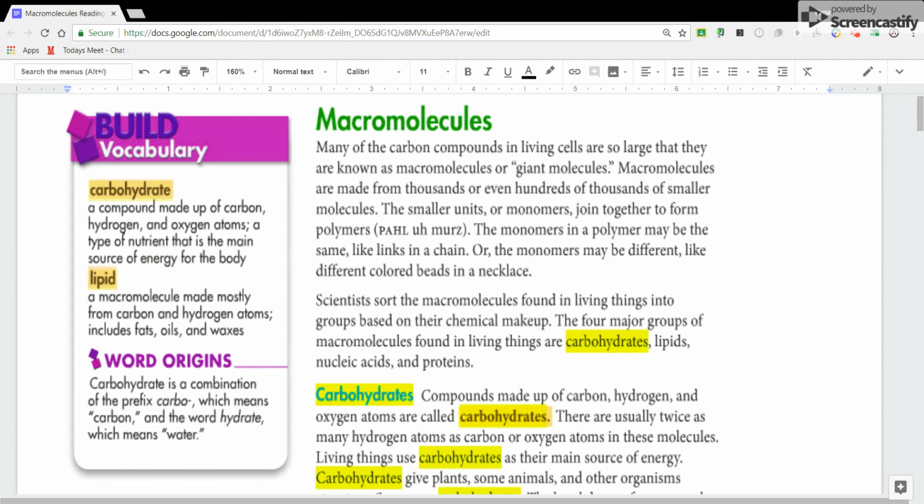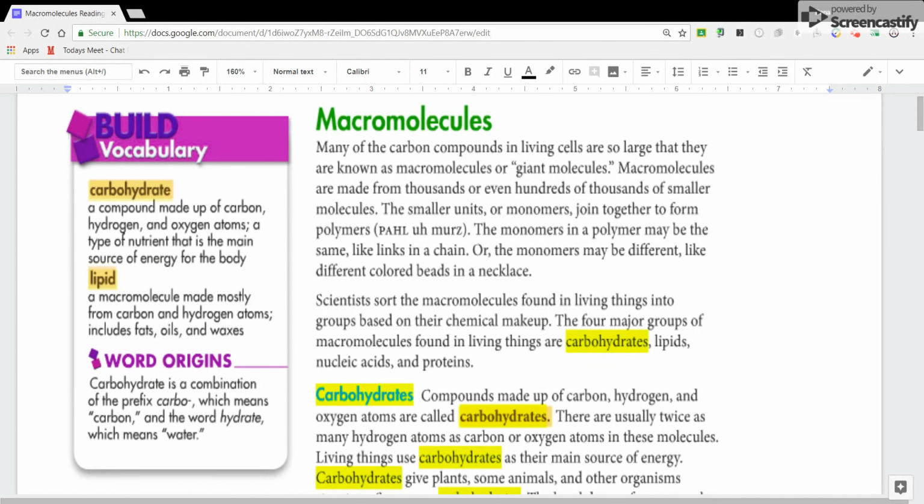Macromolecules. Many of the carbon compounds in living cells are so large that they are known as macromolecules, or giant molecules. Macromolecules are made from thousands or even hundreds of thousands of smaller molecules. The smaller units, or monomers, join together to form polymers. The monomers in a polymer may be the same, like links in a chain, or the monomers may be different, like different colored beads in a necklace.